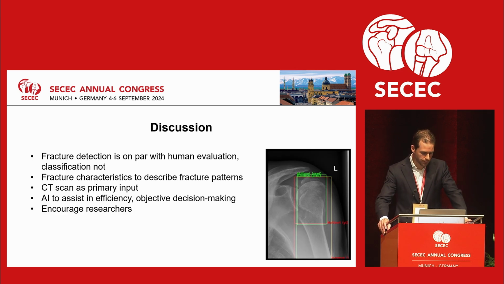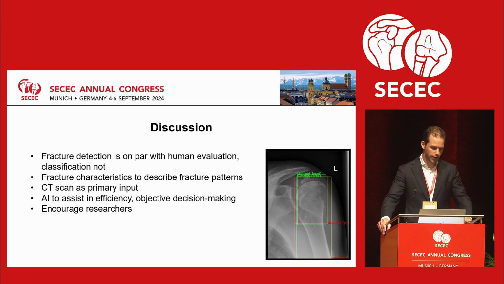So up for discussion: the fracture detection is on par with human evaluation. Classification is not. We think for the future we should continue describing our fracture patterns with fracture characteristics and set up studies for this as well. We used X-rays as the primary input, the radiographs, but I think the next step will be to use the CT scan as the primary input. And we definitely would like to encourage all the researchers to keep on doing research on AI, because it can handle a lot of data. It is efficient.